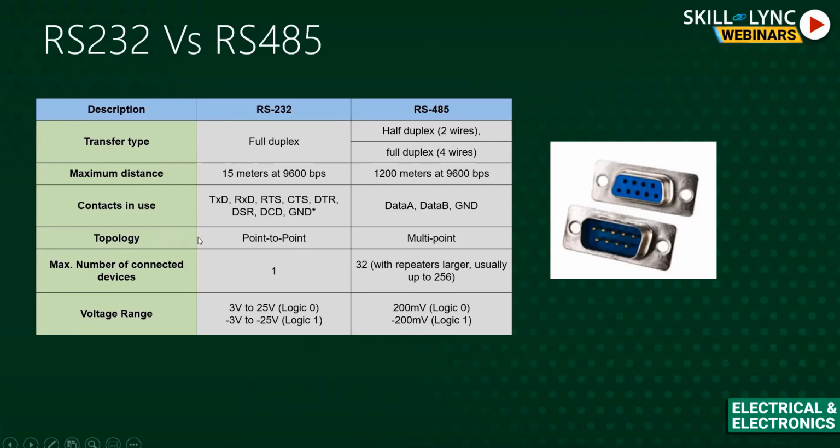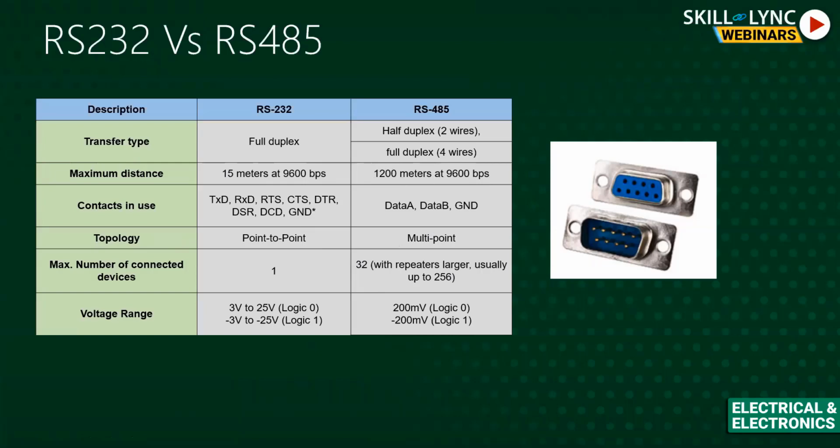RS232 is point-to-point communication, whereas RS485 is multi-point communication, where you will be able to connect more devices. You can connect up to 32 devices, and it can go up to more also. Here in this case, you can connect only one device. Distance limitation, as I mentioned, here it will be a maximum of 15 meters at a baud rate of 9600. Here it will be 1200 meters at a baud rate of 9600, but that is again a maximum value. It will not be practically possible.